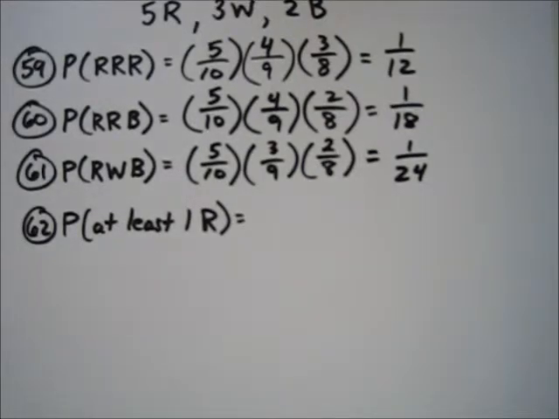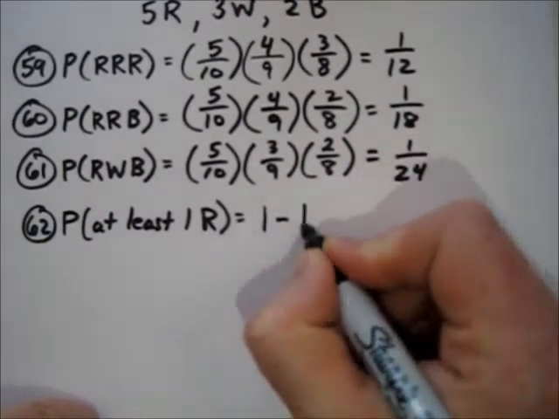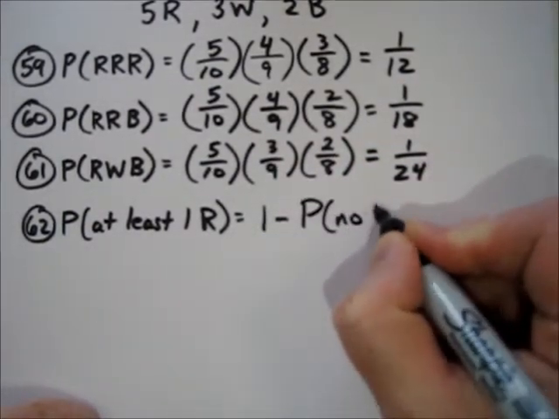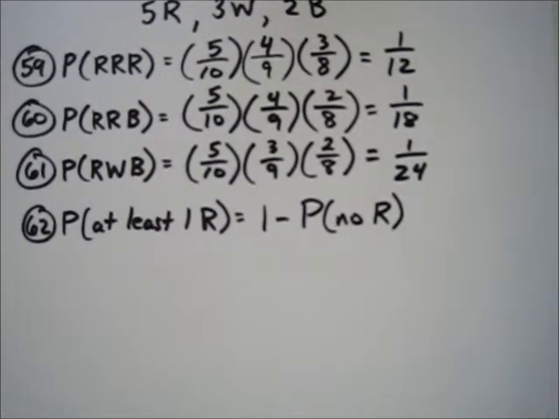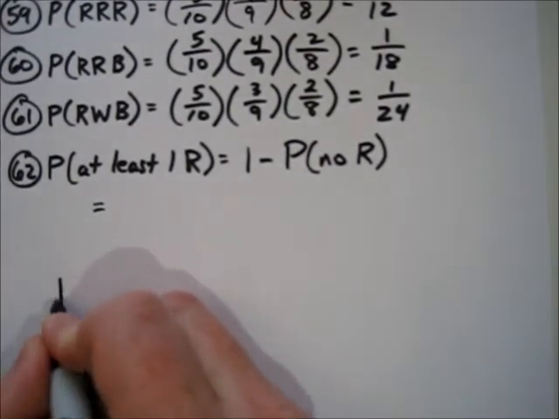Which brings us to the last question right here. What's the probability that at least one is red? Well, the probability of at least one anything, remember, is 1 minus the probability of none. So in this case, the probability of at least one red is 1 minus the probability of no reds. We haven't calculated the probability of no reds yet, but we can easily do that. So I'm going to scroll down a little here.